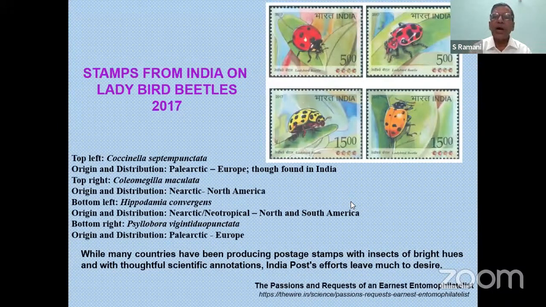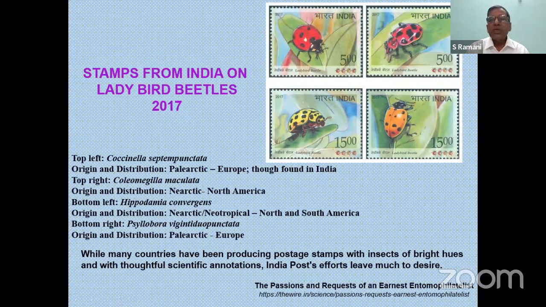We have not put our own species on the stamps, but species which are there in other parts of the world. Of course, Coccinella septempunctata is there in India, but actually its origin and distribution is Palearctic, European, though it is also found in India. But the rest of them are not found here. One is North America, another is North and South America, another is Europe. So all these four stamps actually do not represent Indian beetles.